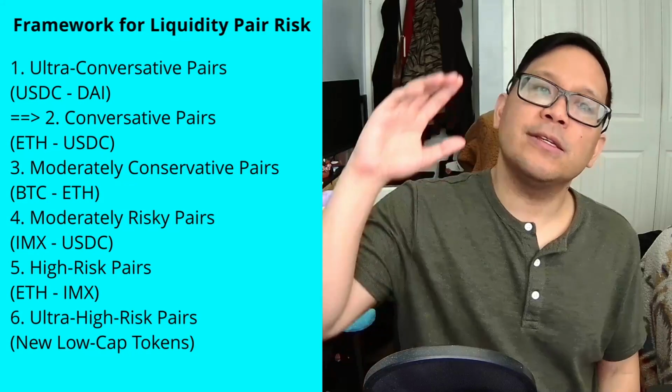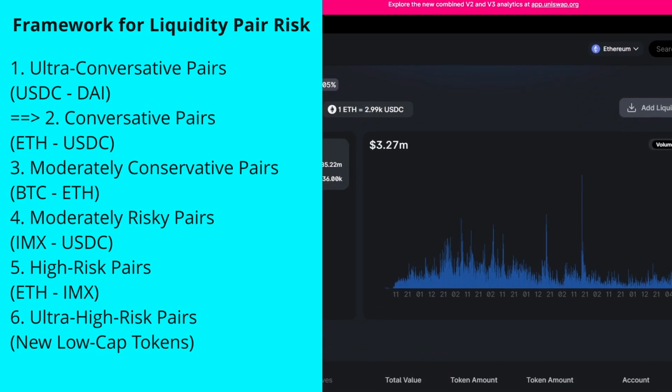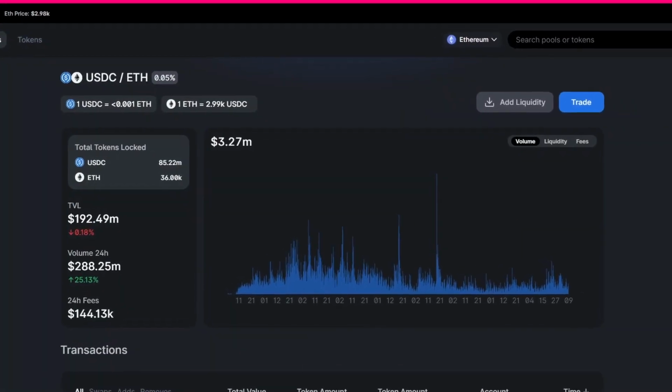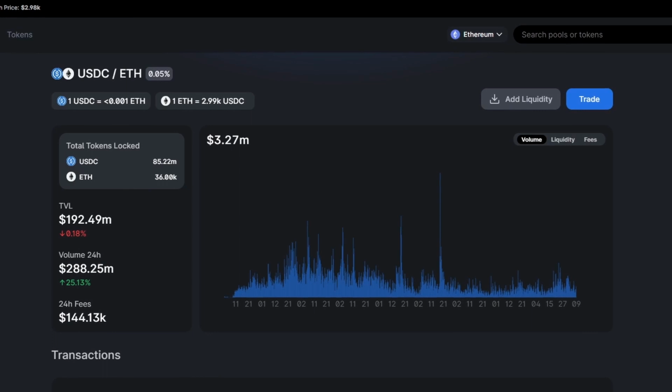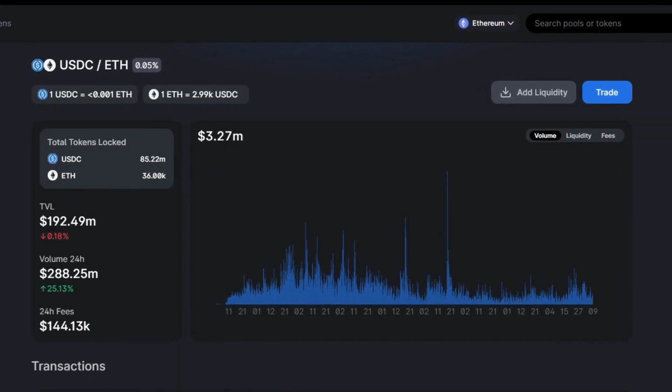Next is conservative pairs. The example I gave was ETH USDC. Risk level is low to moderate. This combines a stable coin with a reputable large cap cryptocurrency, reducing volatility, but does offer some exposure to potential crypto market gains since you have one side in a large cap crypto. In this case, it would be ETH. This is good for those who have moderately risk averse tolerances, but want to seek a little bit higher returns than just a stable coin only pair.